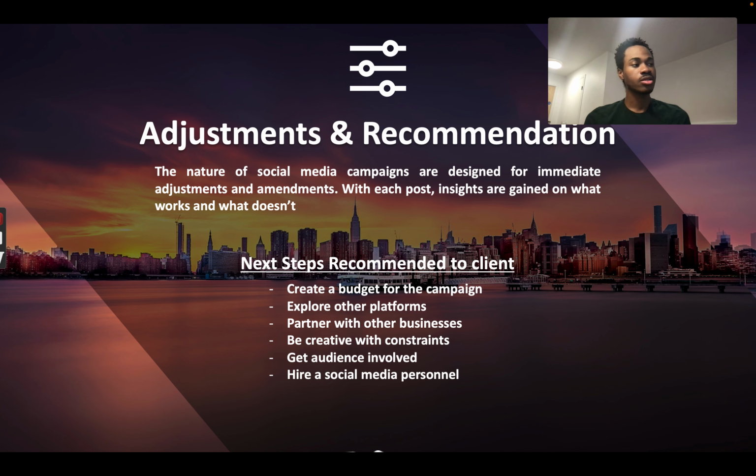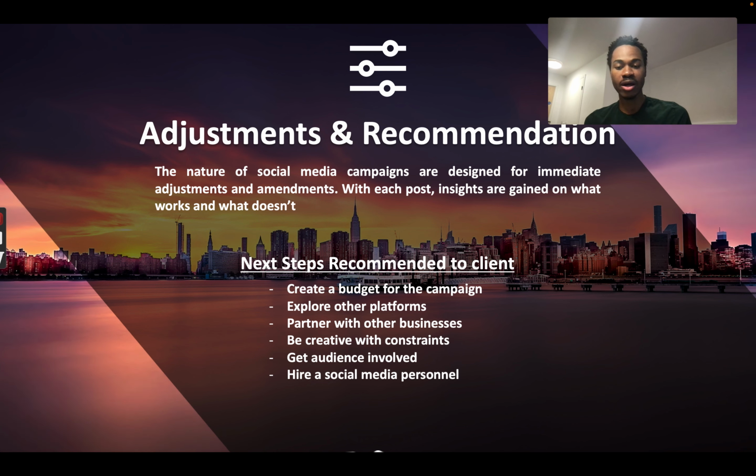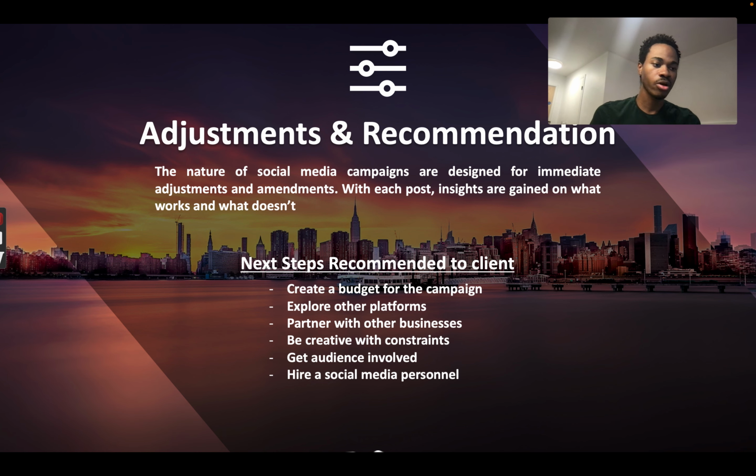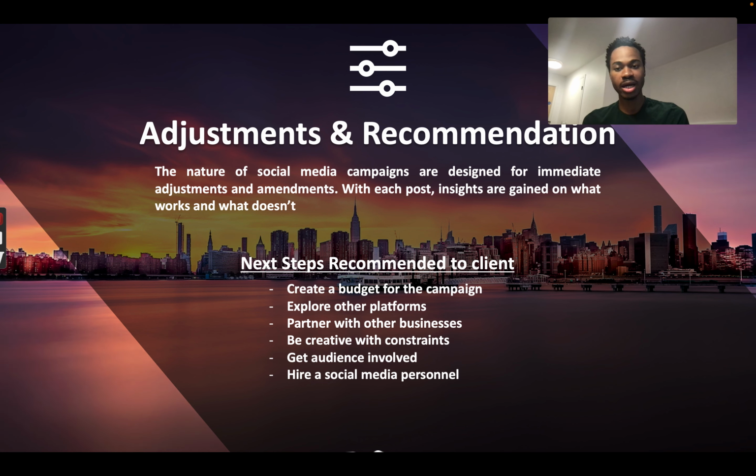And if Email One feels like they are unable to carry out the 8 steps as mentioned above, or to keep up with the social media campaigns, the social calendar, the management, then they should hire a social media personnel. That would save them time, and it would not cost as much money.